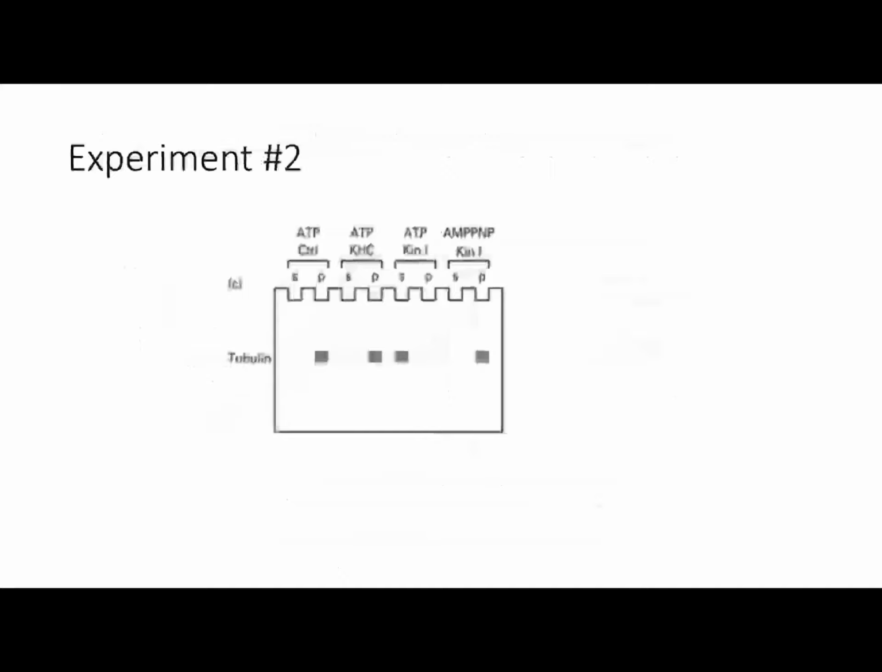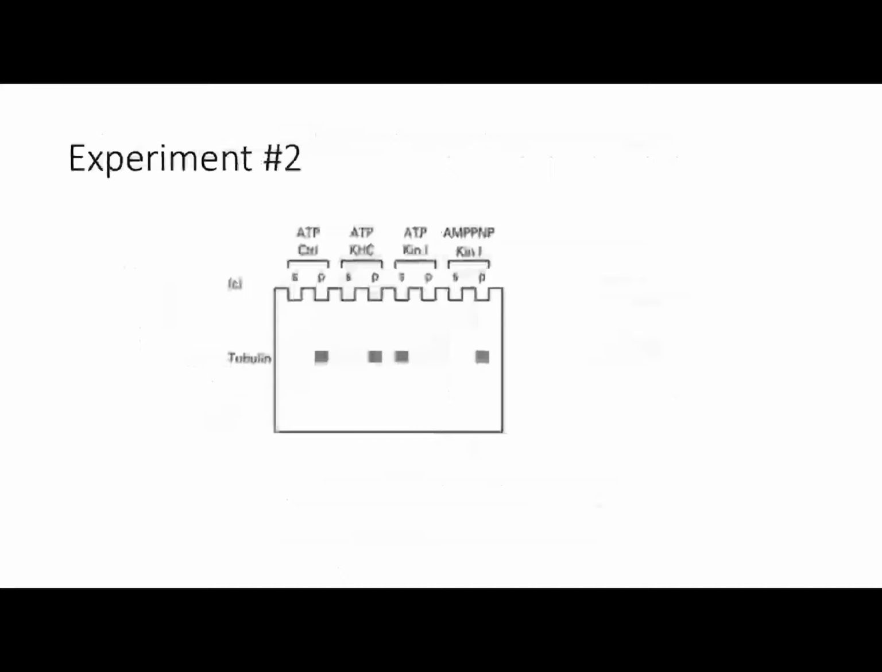So right here in experiment 2, or letter C, we can see that the taxol-stabilized microtubules are incubated in 4 distinct chambers. As you can see, they are labeled respectively. You have your ATP, ATP, ATP, and then lastly your AMPPNP. And those are 4 distinct chambers. So here you can see that the supernatant and pellet fractions are separated by SDS, and the gel was stained to reveal the position of the tubulin.